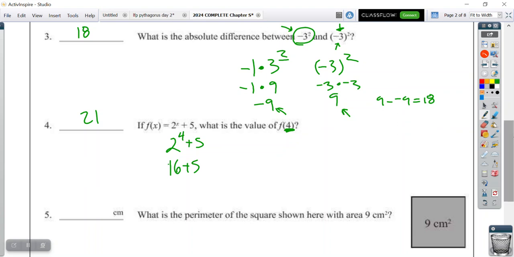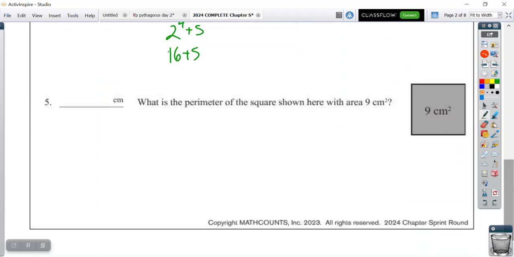Moving on to problem number 5. What is the perimeter of the square shown here with the area of 9 centimeters squared? I got a cough, so give me a second. All right, I'm back. So to find the area of a square, it is base times height. Squares have the same base and same height, so the square root of 9 is going to be 3, so the side lengths are 3. We have 4 of them. 3 times 4 is 12. All right, nothing too scary so far.